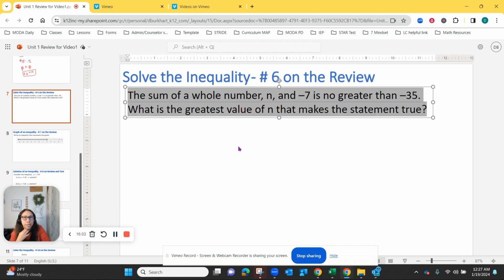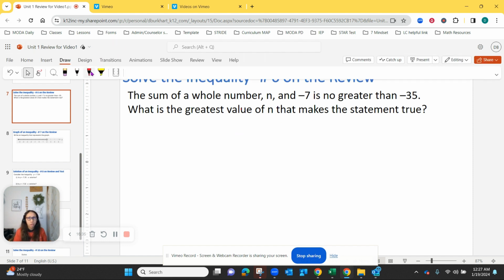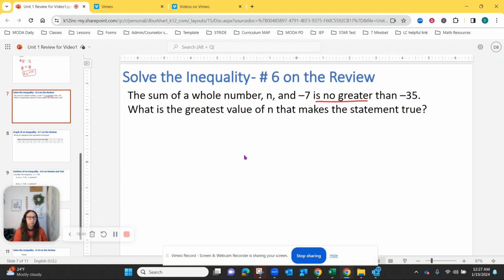All right, for number 6, we have: the sum of a whole number n and negative 7 is no greater than negative 35. What is the greatest value of n that makes this statement true? So the problem is saying that you have a whole number n and negative 7, and because sum means you're adding, a whole number n added to a negative 7, the result should not be greater. So it says no greater than negative 35.